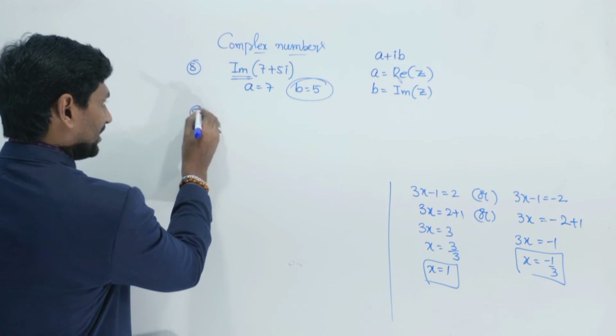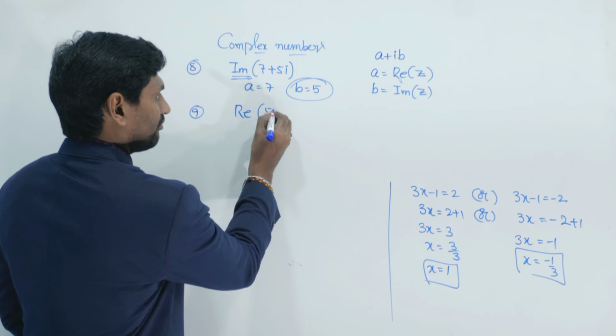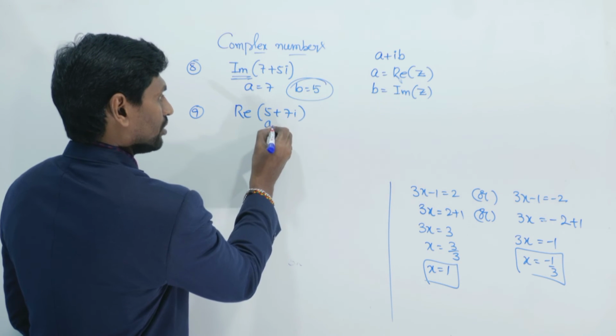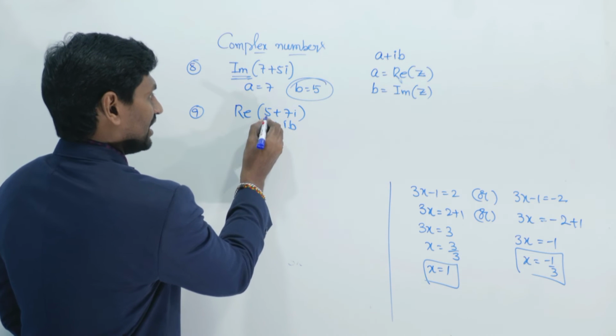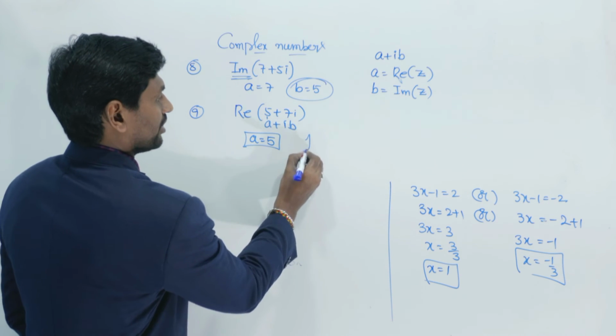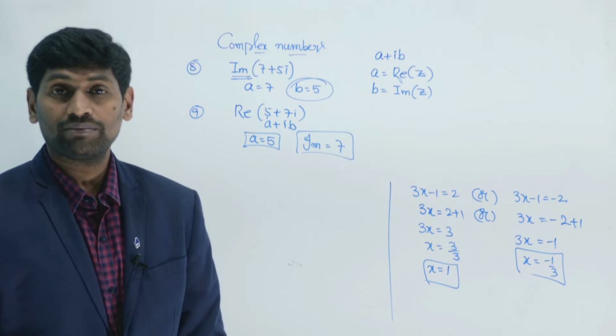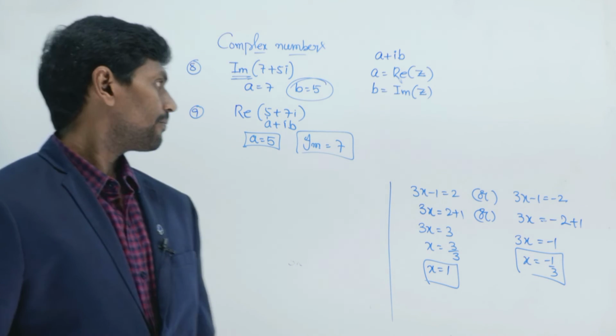Next, question number 9. The real part of 5 plus 7i. It is in the form of a plus ib, so the real part is 5 and the imaginary part is 7.